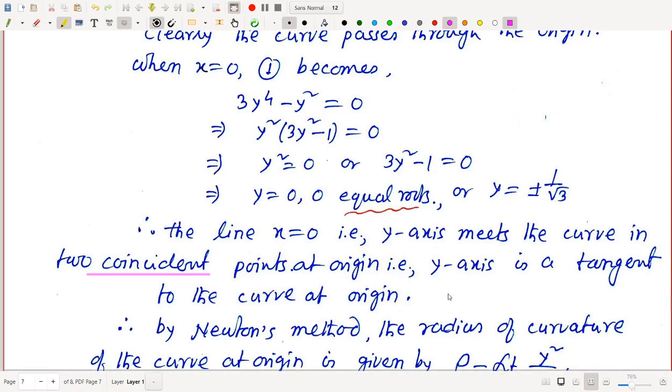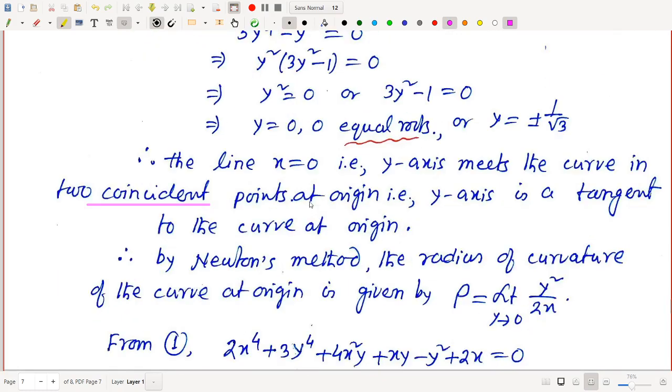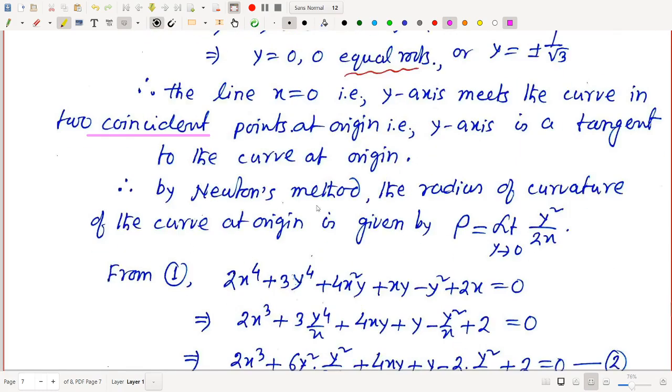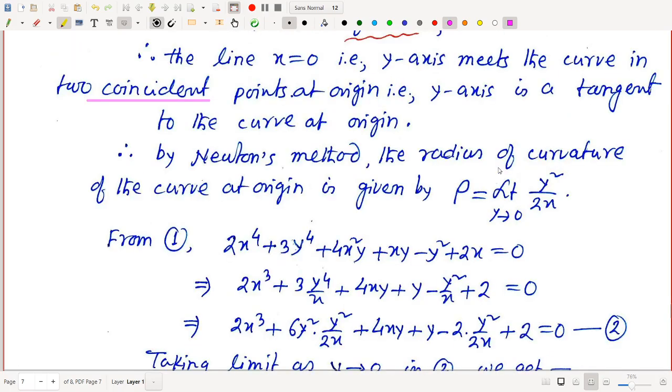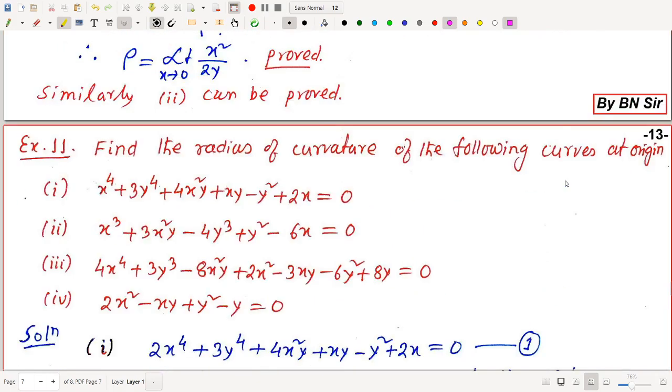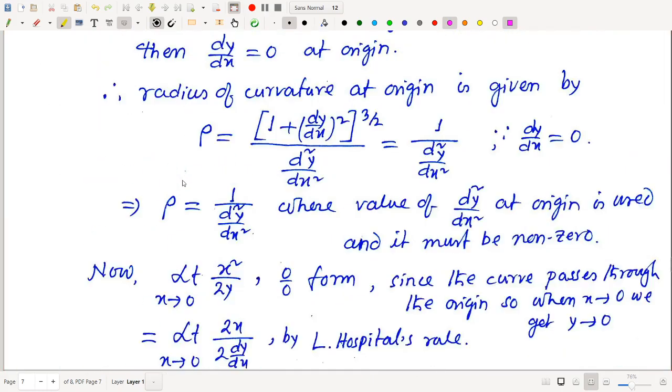Definition of tangent is what? If a straight line meets a curve in two coincident points, then the straight line is called a tangent to the curve. So solving, we should get equal roots. We have got equal roots at origin, therefore x equal to 0 means y-axis is a tangent. Okay. Therefore by Newton's method, the radius of curvature of the curve at origin is given by rho equal to limit y square by 2x, y tends to 0, or you can write x tends to 0 also. This is the second one in the formula you have seen. This is second one, Roman 2.